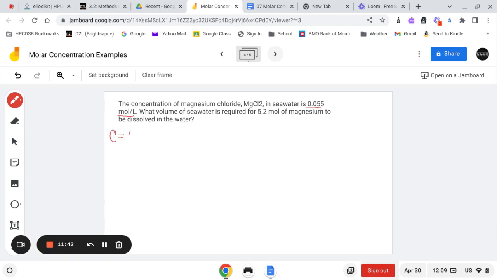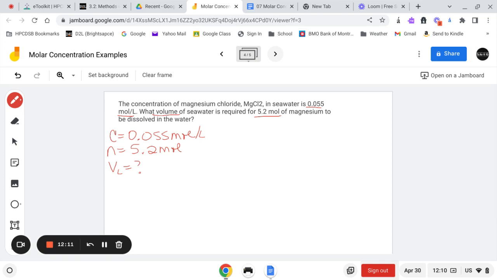So C is equal to 0.055 moles per liter. Okay, so we know that. It says, what volume of seawater is required for 5.2 moles of magnesium to be dissolved in the water? So my mole value is 5.2 moles. My volume in liters is what I don't know. Okay, so we're going to solve for that.